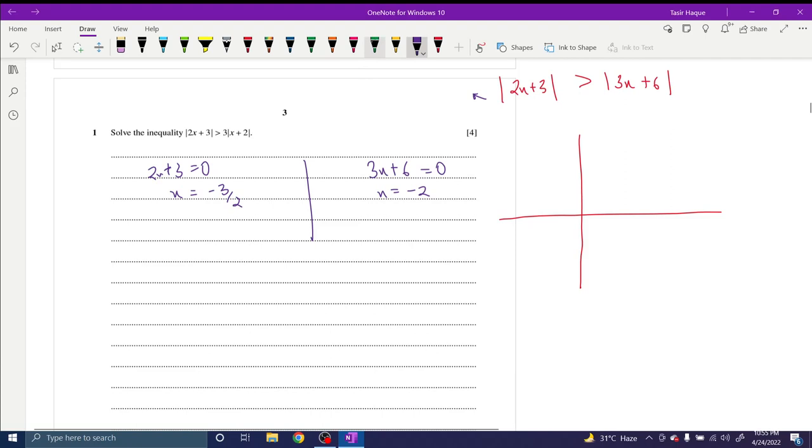You can find out the y-intercept as well. When x is equal to 0, 2x plus 3 is equal to 3. And when x equals 0 here, 3x plus 6 is equal to 6. These are all the points we need. Okay? So, if we start drawing it, minus 1, minus 2, minus 3, minus 4.